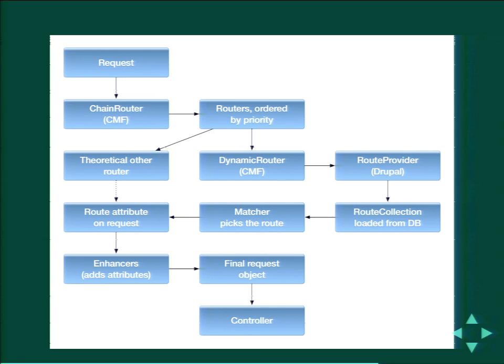Basically, it all starts with the request that comes into Drupal that is passed into what is called a chain router. And a chain router is basically part of the Symfony CMS components, and it allows you to have multiple sources of routes for your Symfony app, or in this case, for Drupal. And these routers, ordered by priority, will be called whenever there's an incoming route.